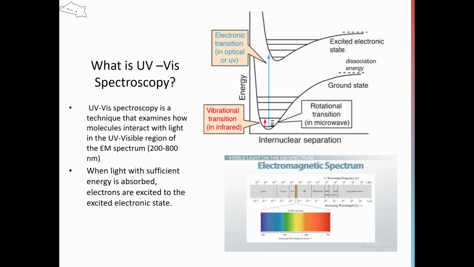UV-vis spectroscopy is a technique that examines how molecules interact with light in the UV visible region of the electromagnetic spectrum, which is around 200 to 800 nanometers. And as seen in that figure in the top right, when the energy of an absorbed photon matches the energy gap between the ground state and the excited electronic state, an electron can be promoted to that excited electronic state.